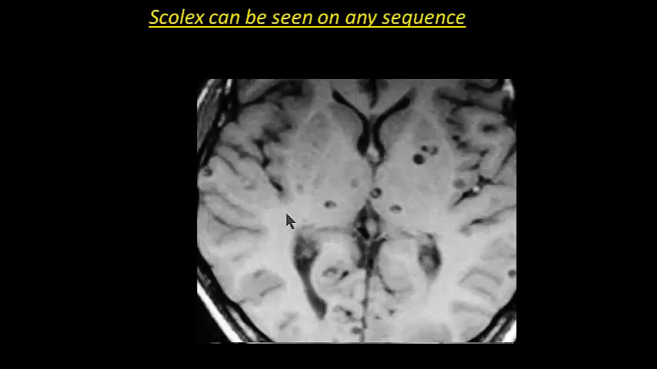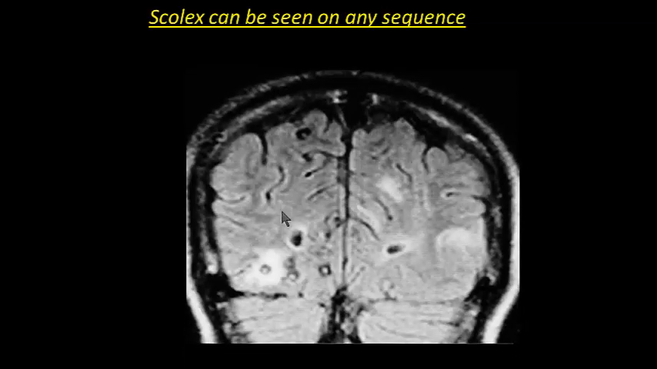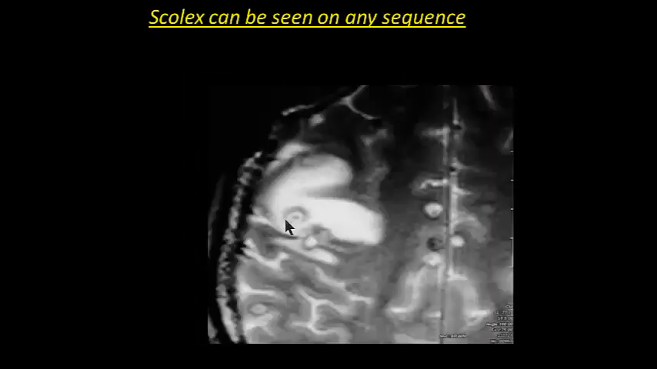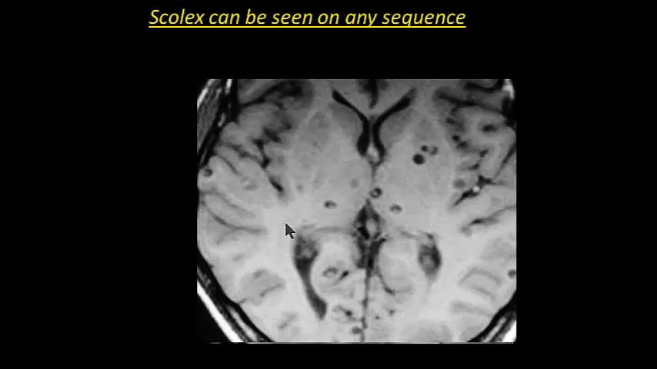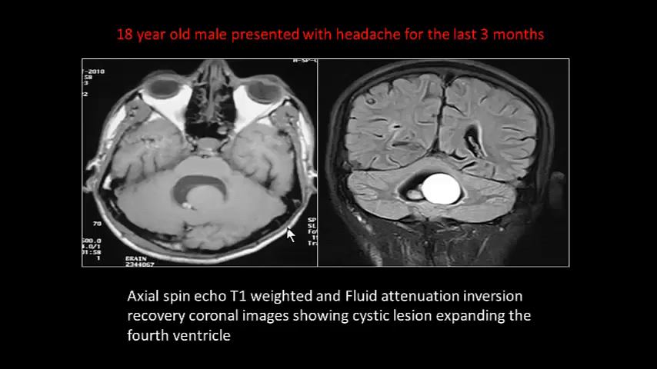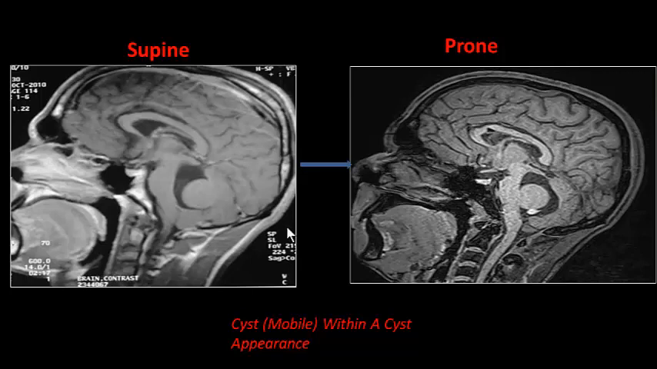But as you remember, the scolex can be seen on any sequences, like on T1, on T2, on FLAIR images. Here is a cyst which is done on a supine MR, a cyst in the fourth ventricle which moves on prone position. So a cyst within a cyst appearance can be seen in cysticercus cyst.